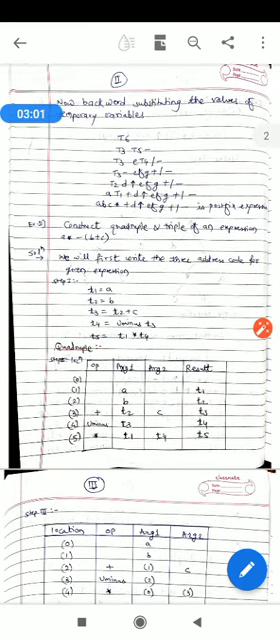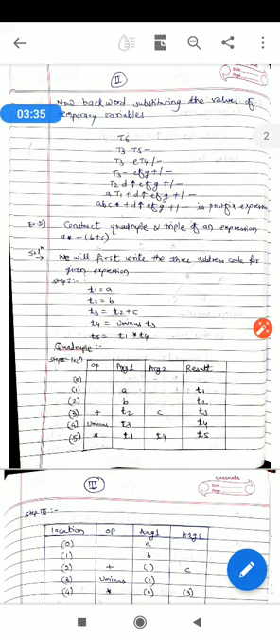Then the second example: construct quadruple and triple of the expression a * -(b + c). So we will first write the three address code for the given expression. Here you will be using t1 as a temporary variable. I can't store a value directly, so I will write t1 = a. Second, t2 = b. Then I can write t3 = t2 + c, because you have already written in the original problem statement a multiplied by minus b plus c.